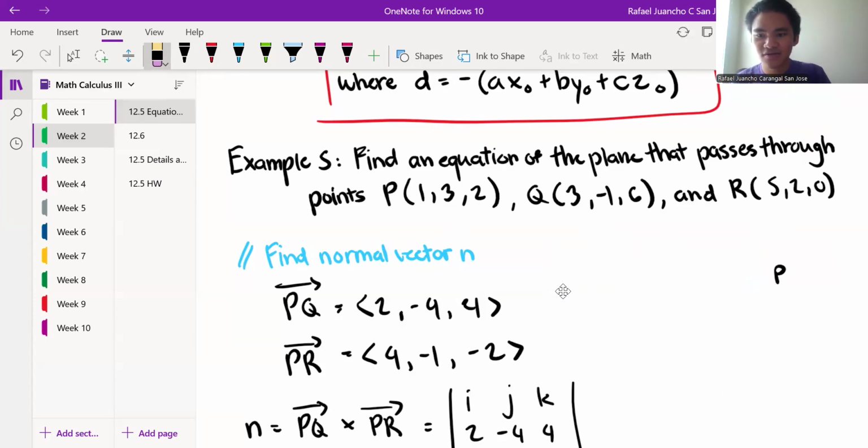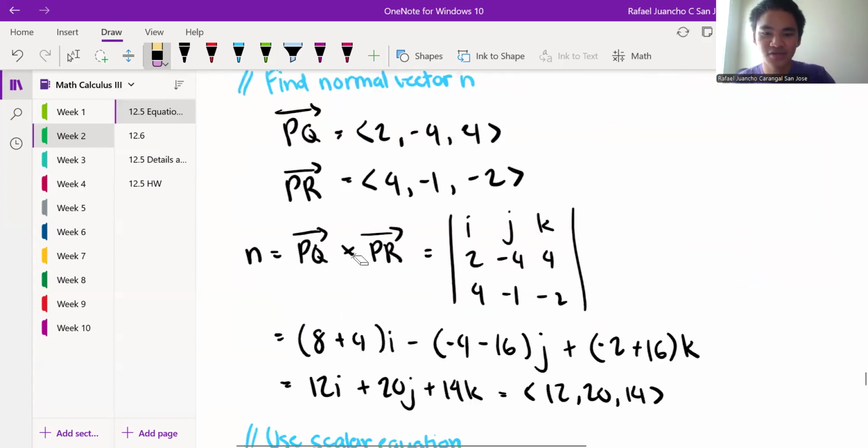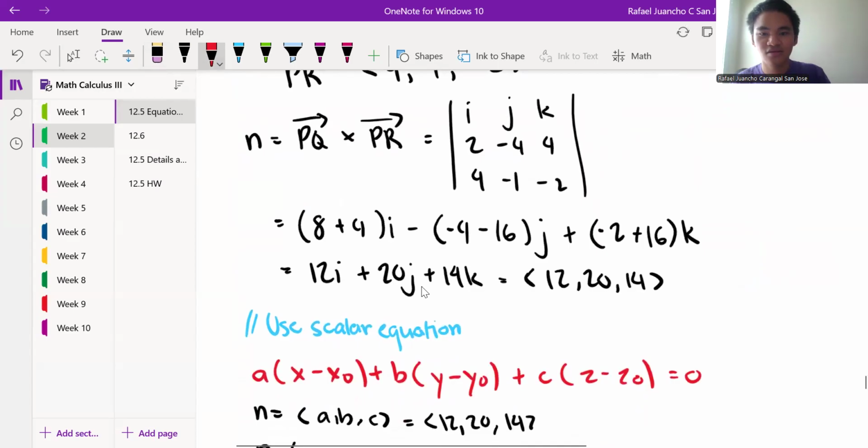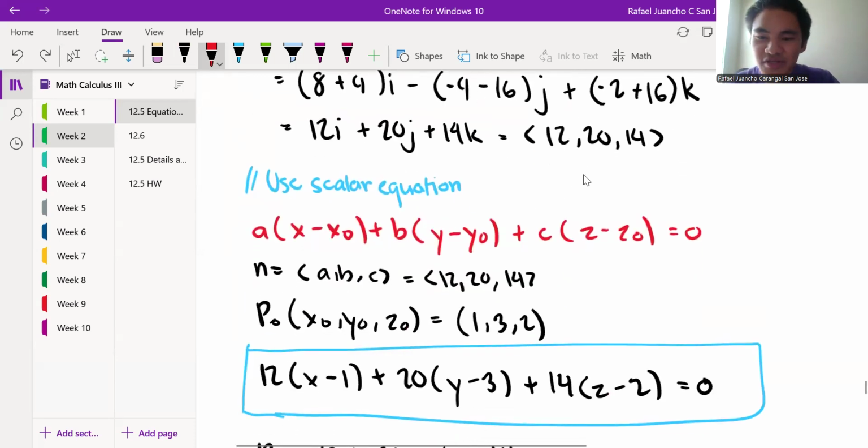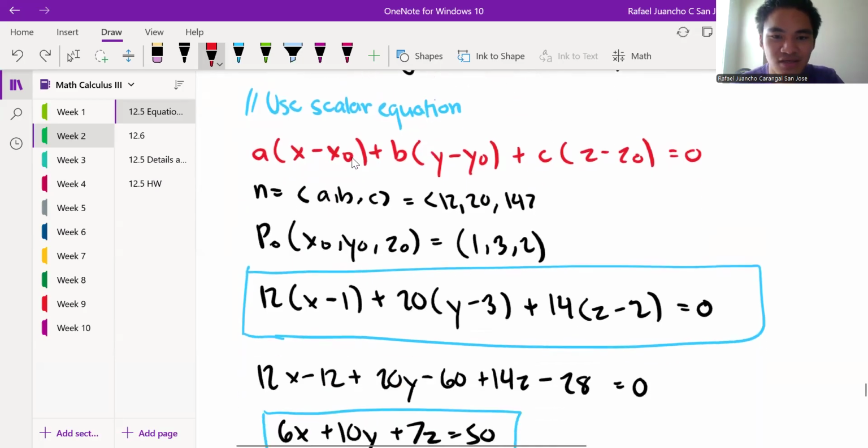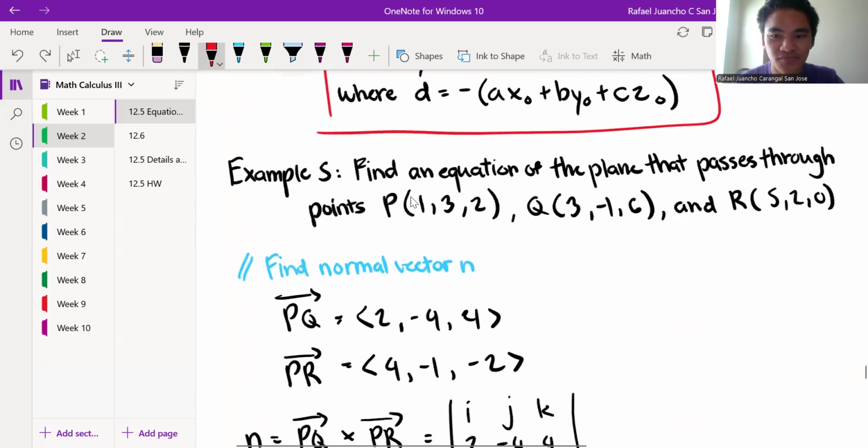So how do we get that vector? How do we get N? Well, we do the cross product, which we discussed, because the cross product allows us to get the perpendicular vector given two vectors. And so we did the cross product, we got N, and that's our N. It's pointing up because the components are positive, see? Plus 12, plus 20, plus 14. So they're probably pointing up. Next thing, we're not done.